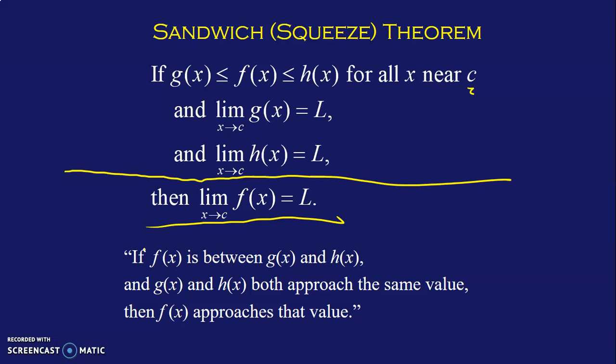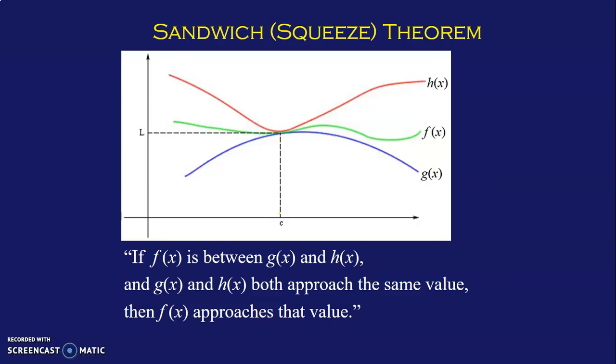So in language we'd say if f of x is between g of x and h of x, and g of x and h of x both approach the same value, then f also approaches that value, which makes sense. And if you look at a graph, it will make sense. So h is always bigger than g, and f is always in between h and g. So at c, both h and g are approaching the same value, this limit value. Now, if f is always in between them and both h and g are approaching the same value, then the squeeze theorem says that f must also be approaching that same value.